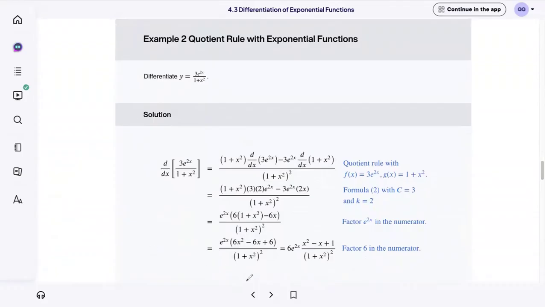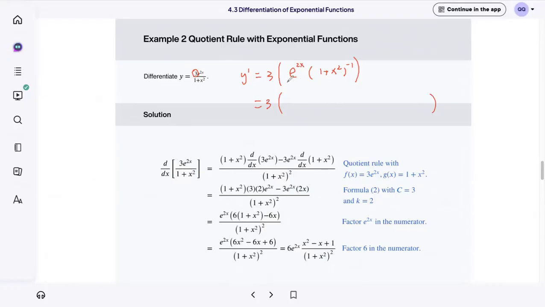Let's see this example. When we differentiate a function, we can always pull the scalar out. You see this 3 is a scalar. I can always leave it out. So I can do e to the 2x times (1 plus x squared) raised to -1. I just rewrite it as a product, so I can apply the product rule. I leave the 3 outside of the differentiation.